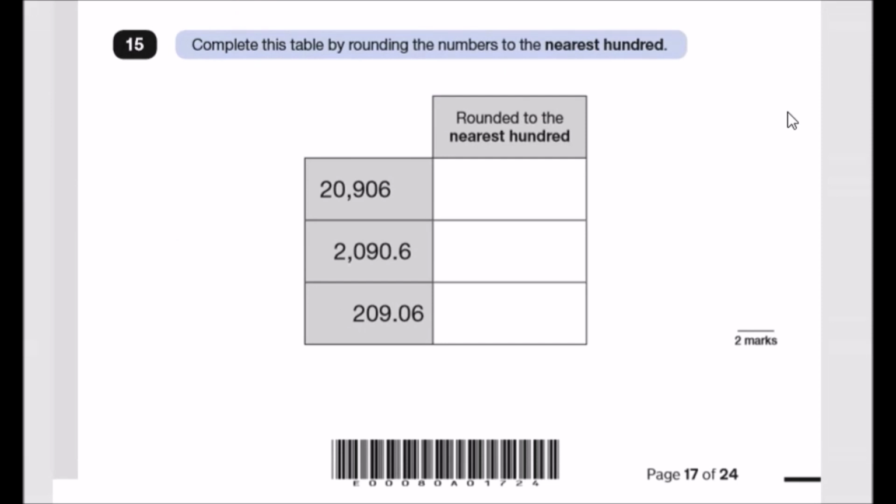15. Complete this table by rounding numbers to the nearest 100. Oh, this is easy. Nearest 100, so that means your answer usually has to end in a double zero. 20,906, the nearest 100, since the digits here are less than 50, it's going to be 20,900. Now this number here, because it's 90 here, it rounds up to the next 100, so it's 2,100. And this number here, because it's 9, it's just going to round down to 200. Very easy actually.